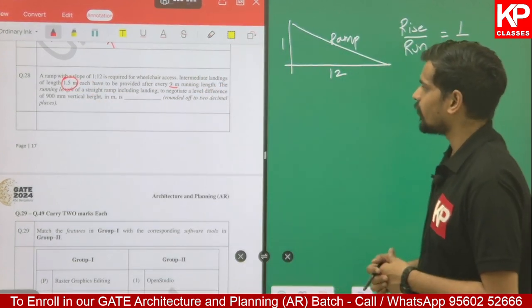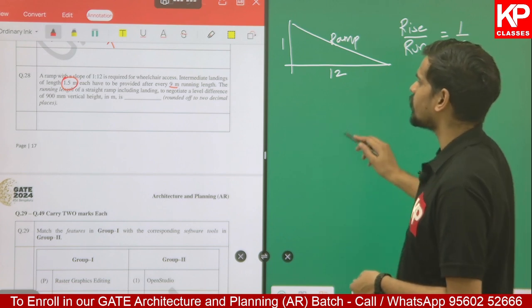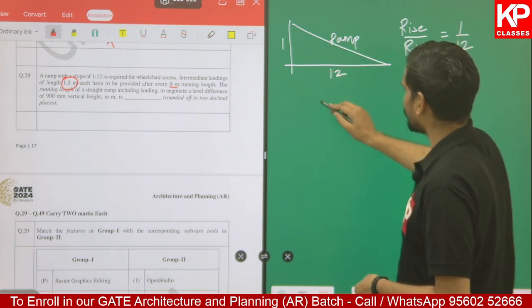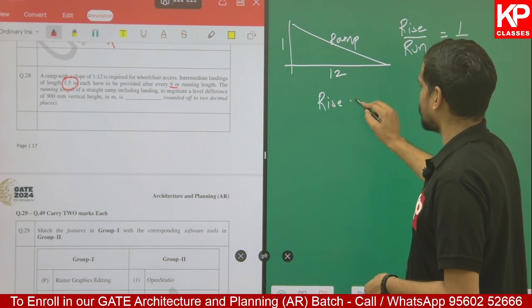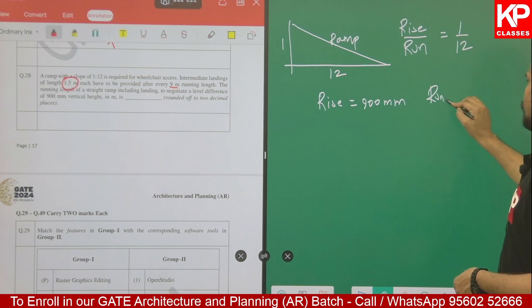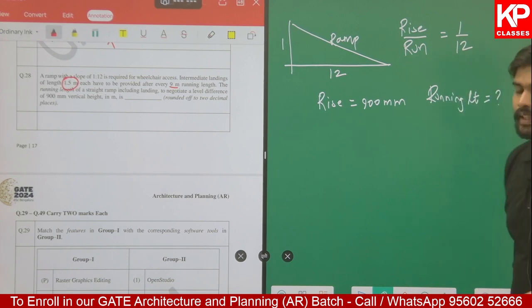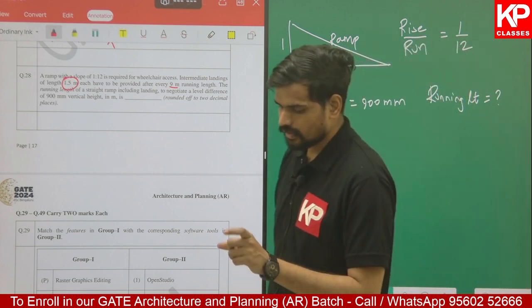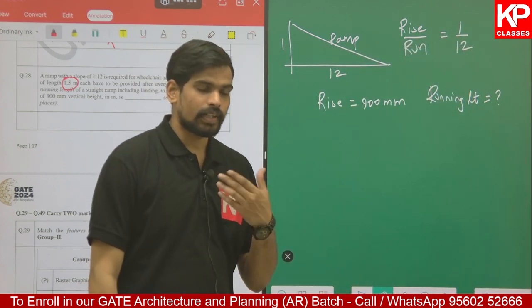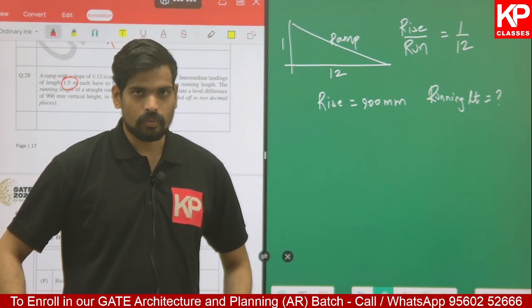The running length of a straight ramp, including landing, to negotiate a level difference of 900 mm of vertical distance. So they are saying that the rise is 900 mm. And they're asking what is the running length of the ramp, including the landing. They have said that there's a 1.5 meter landing after every 9 meters of running length. Firstly, let us try to find out what is the overall running length.